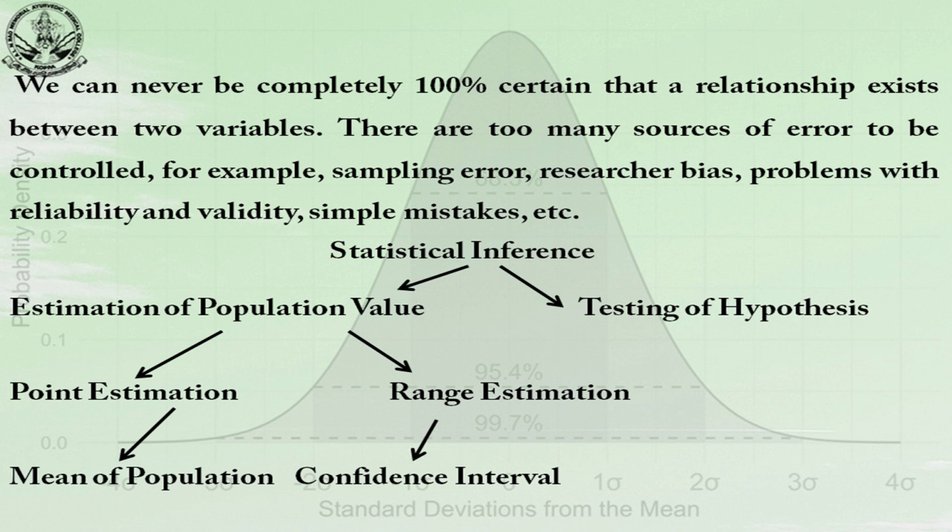So we go with statistical inference. How we proceed: first is estimation of population value, or testing of hypothesis. Estimation of population value can be point estimation as well as range estimation. Point estimation is nothing but the mean of the population. Range estimation is related with the confidence interval. So in statistics, we have to know exactly what point estimation is, what range estimation is, and so on.